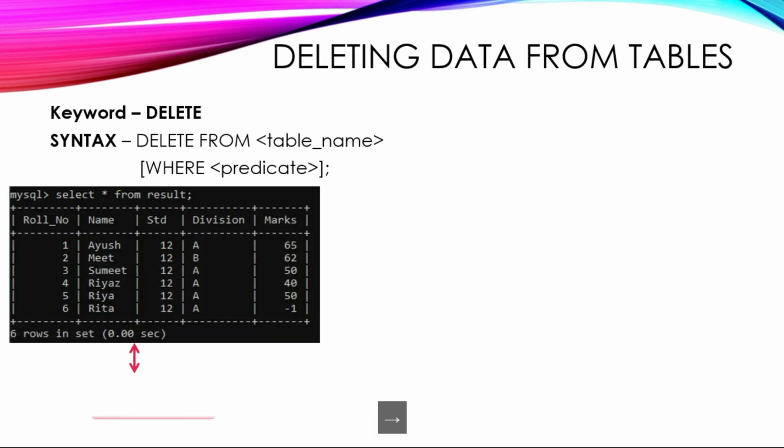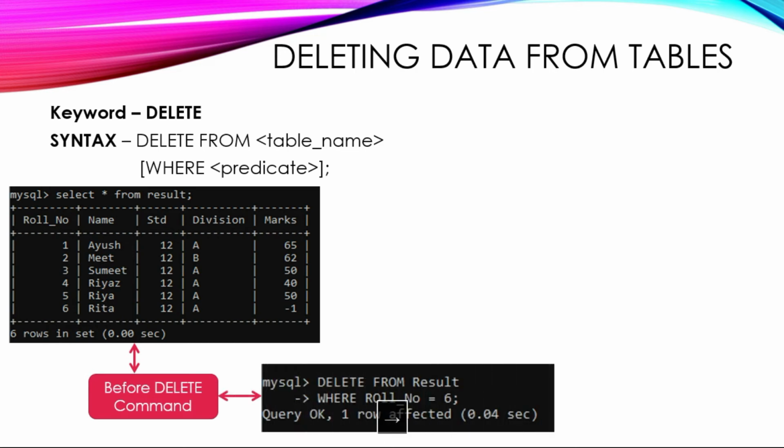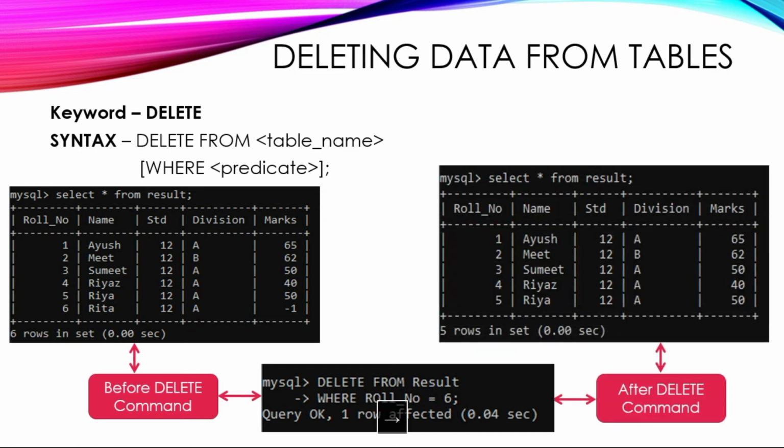So here is the table. Before the delete command, you can see this is the table. Then after the delete command, what am I going to delete? Delete from result where roll number equals to 6. I want to delete this record. The one whose roll number is 6, I want to delete their record. So delete from result where roll number equals to 6. After the delete command, the output is, you can see here roll number 6 has been deleted. It's been removed from the table. So this is how your delete command works.